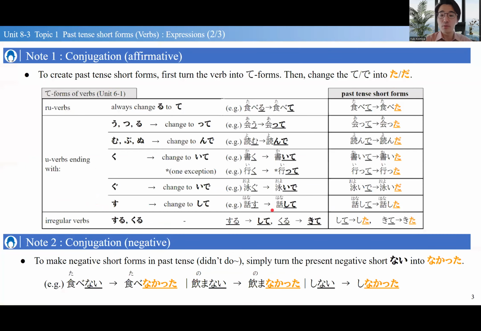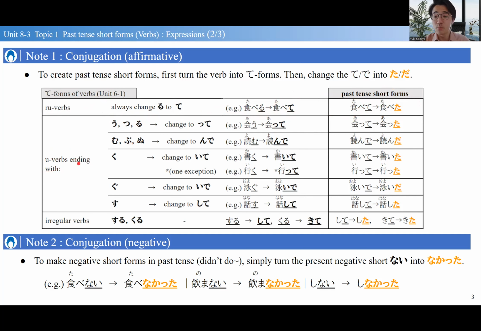So how do we make those short forms past tense? In order to make past tense short forms, we need to go through the te form. So you need to remember and recall how to make the te form. Just a recap from Unit 6.1, for ru verbs, we take the ru off and add te. 食べる will be 食べて. In order to make it into past tense, just change the final te to ta. So first make it into 食べて and then 食べた.